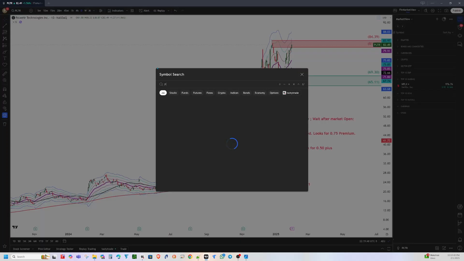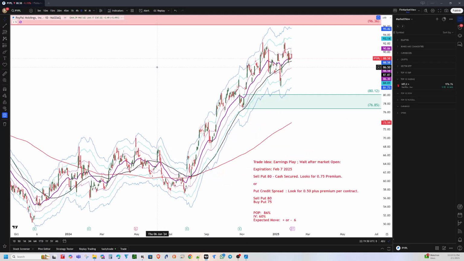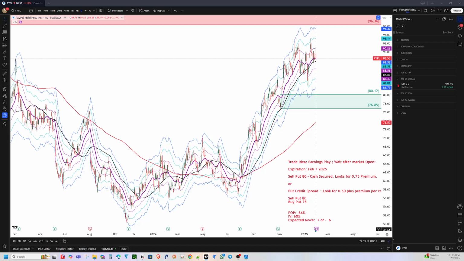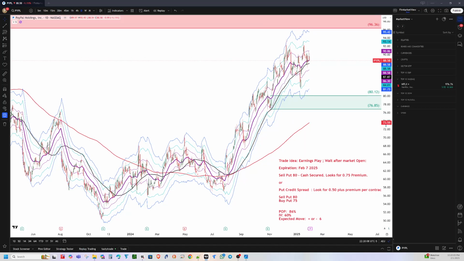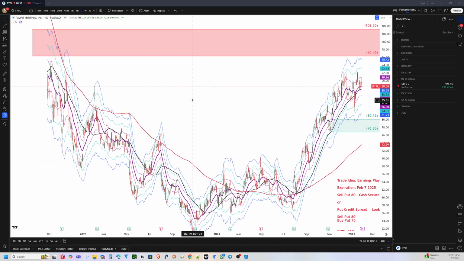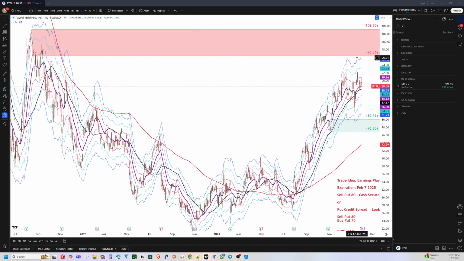Let's go to PayPal. PayPal has earnings again, the same thing, on Tuesday. PayPal has had a massive uptrend the last couple of months. Current price is 88, and the nearest best support zone is the 80ish area, and the supply is 96 and 103.